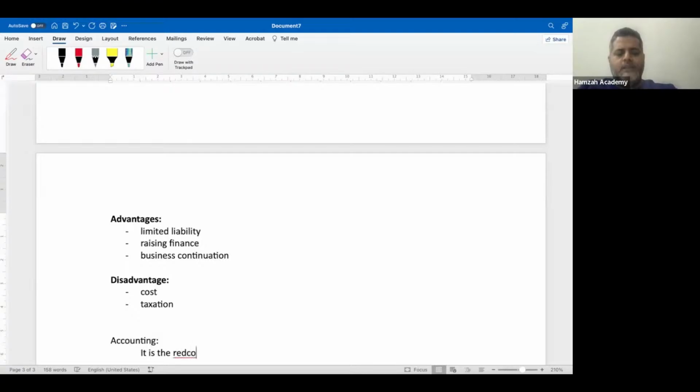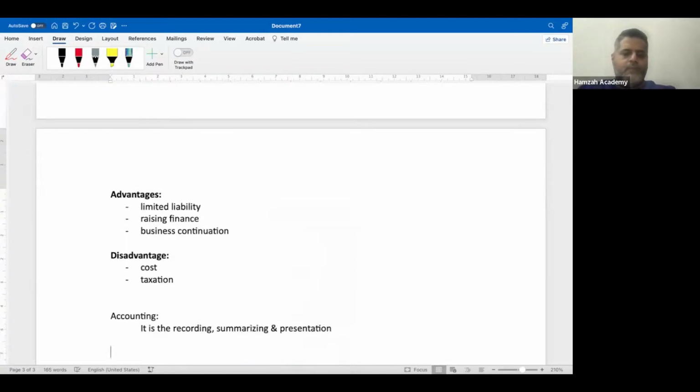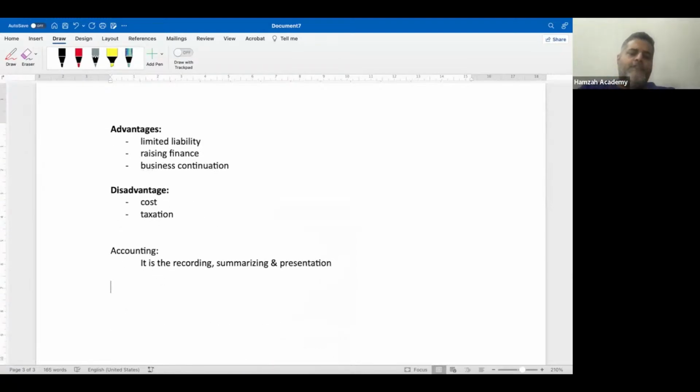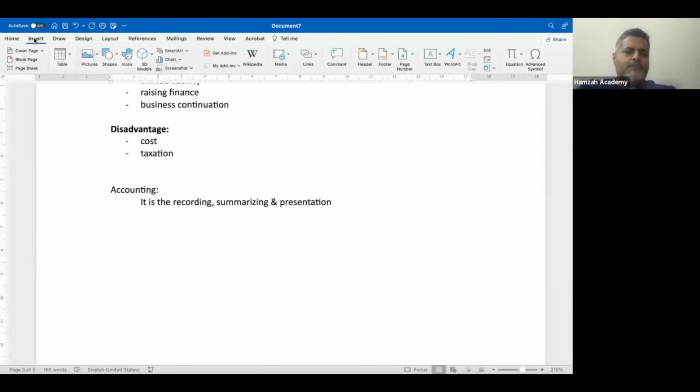Or apart from that, if somebody asks what accounting is, we can easily say that it is recording, summarizing, and presentation. What is accounting? It is the recording, summarizing, and presentation. This is what accounting basically is. Done? Now, if I talk about accounting overall, we have two types of accounting.